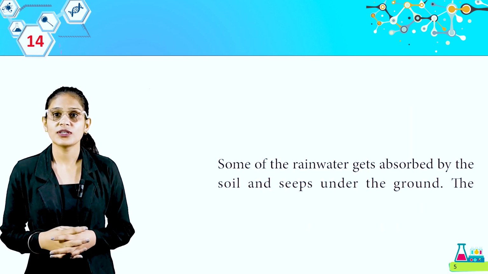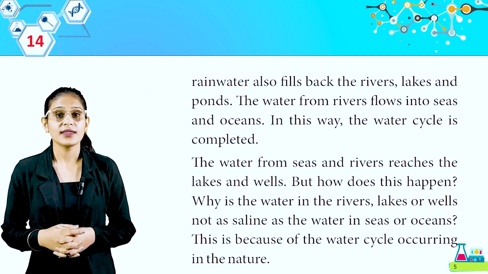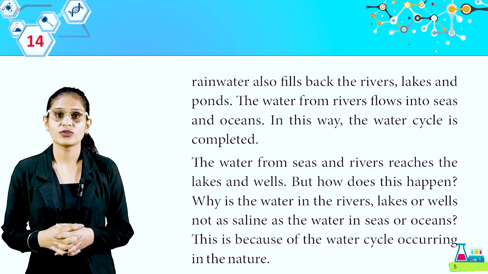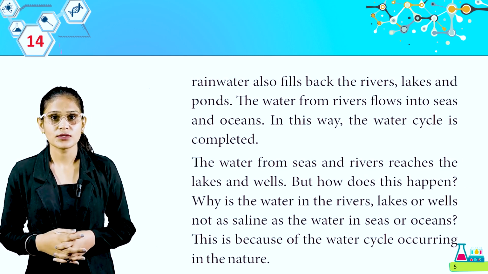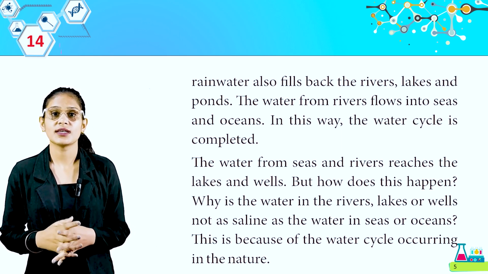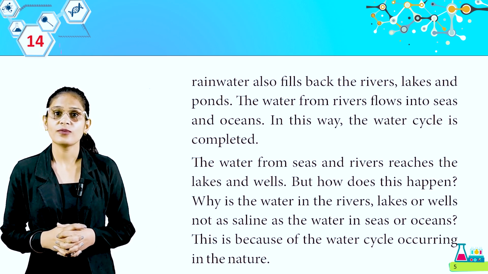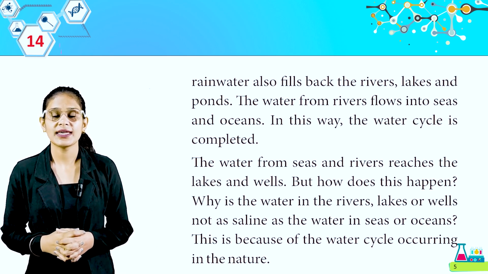Some of the rainwater gets absorbed by the soil and seeps under the ground. The rainwater also fills back the rivers, lakes and ponds. The water from rivers flows into seas and oceans. In this way, the water cycle is completed. The water from seas and rivers reaches the lakes and wells.